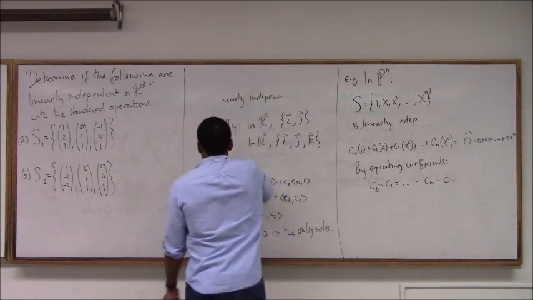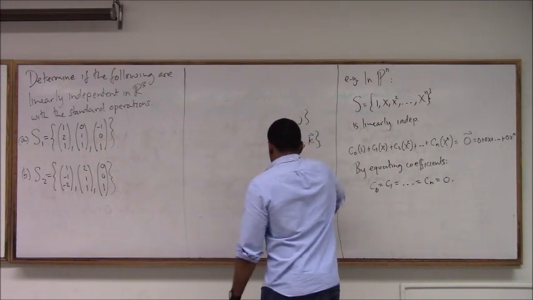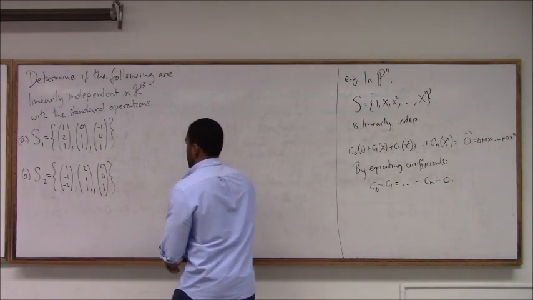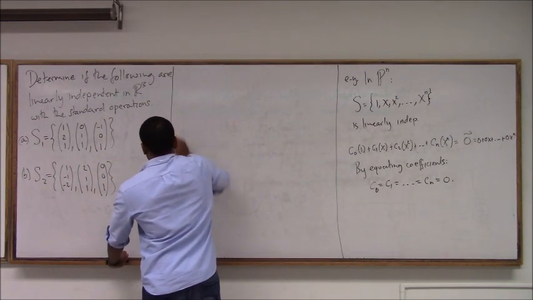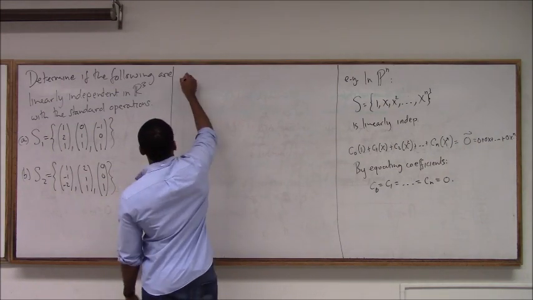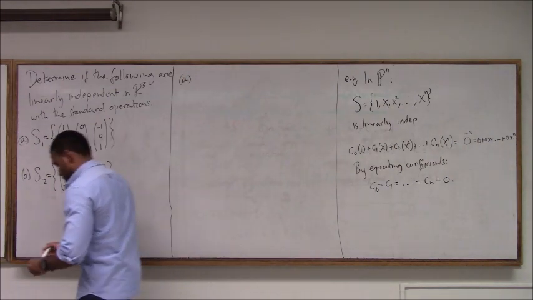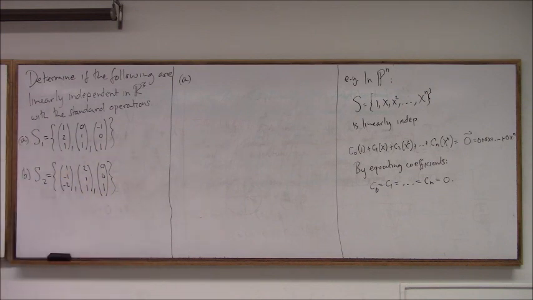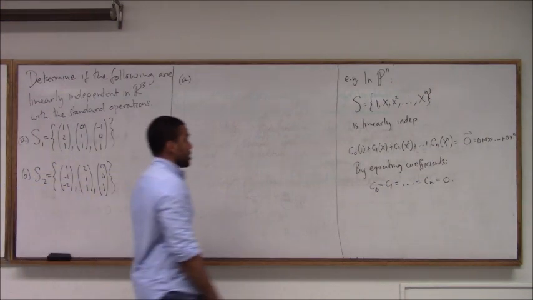So how would you go about doing that? What would you do here? So we're doing A. How would you check linear independence?